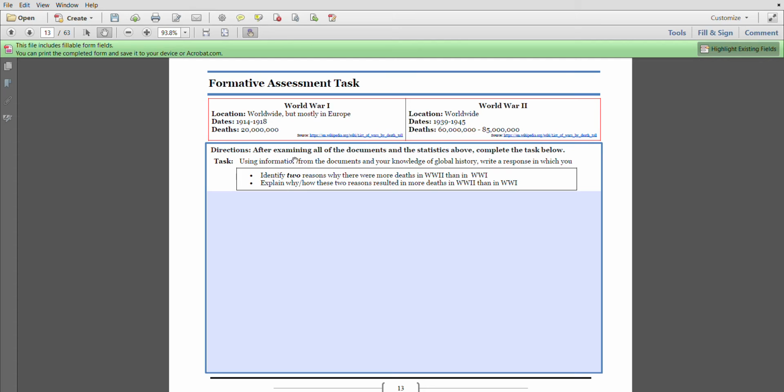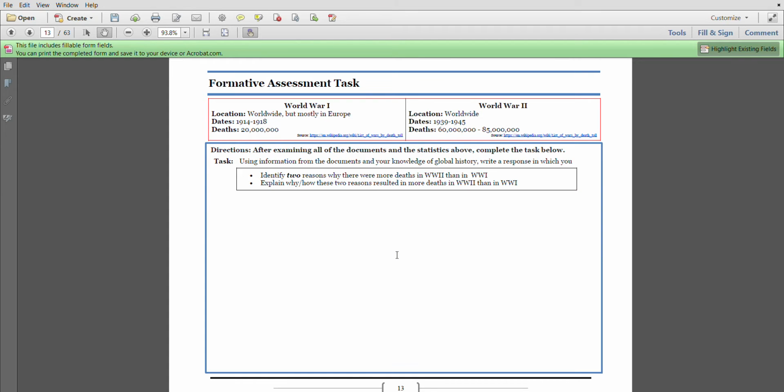Task. Using information from the documents and your knowledge of global history, write a response in which you identify 2 reasons why there were more deaths in World War II than in World War I, and you explain why/how these 2 reasons resulted in more deaths in World War II than in World War I.